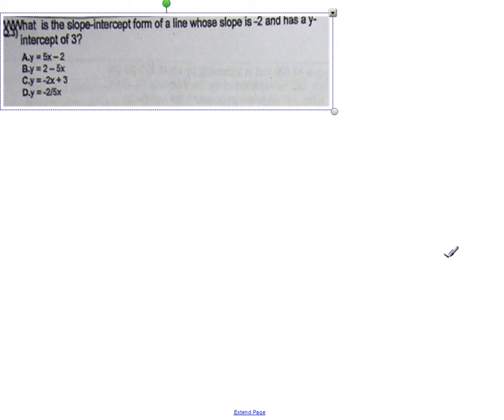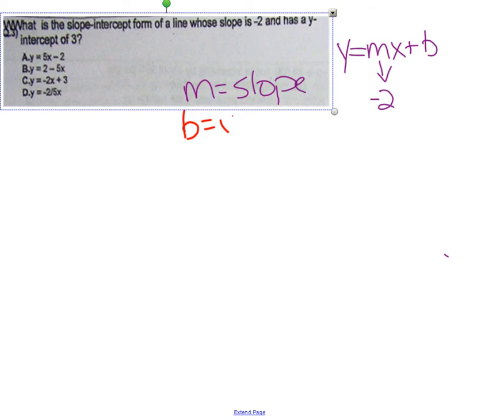All right, what is the slope-intercept form of a line whose slope is negative 2 and y-intercept of 3? Okay, that's actually really easy. So we have an equation for slope-intercept form. And hopefully you remember this one. y equals mx plus b. What does the m stand for? Slope. Does it tell us what the slope is? So we're going to replace m with negative 2. What does the b stand for? Does it tell us that?